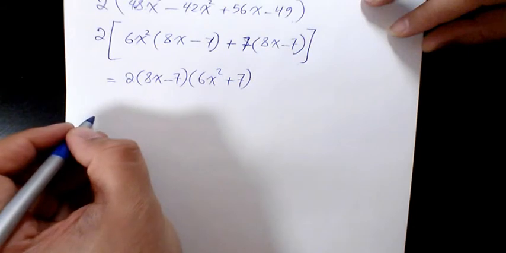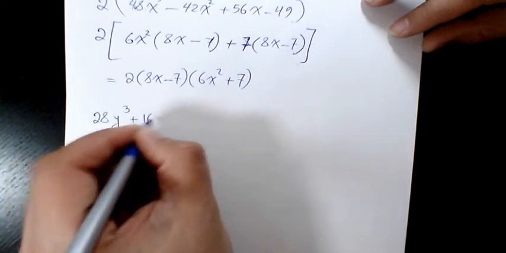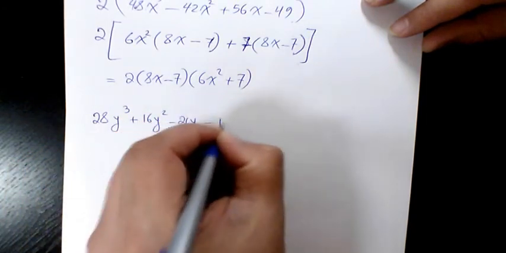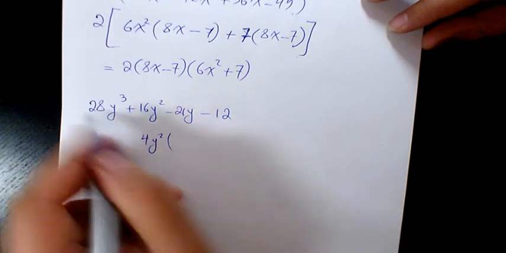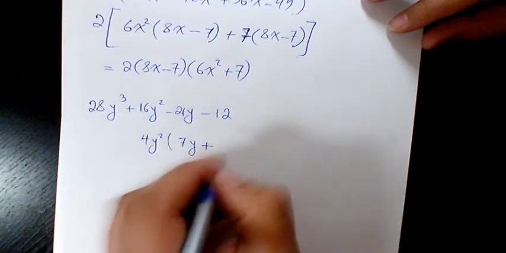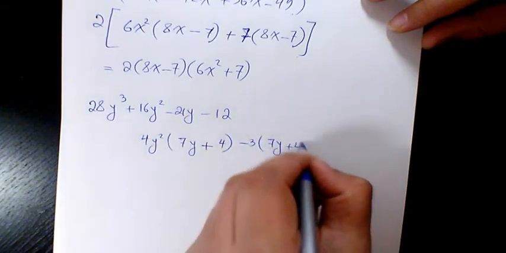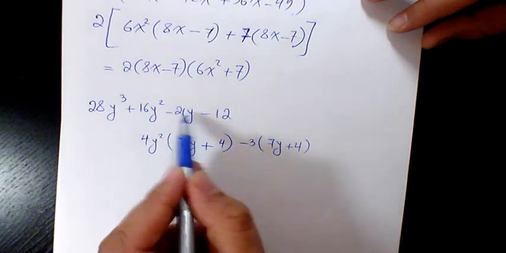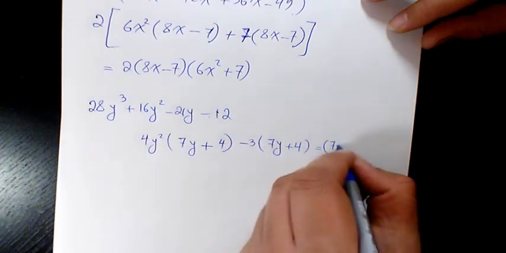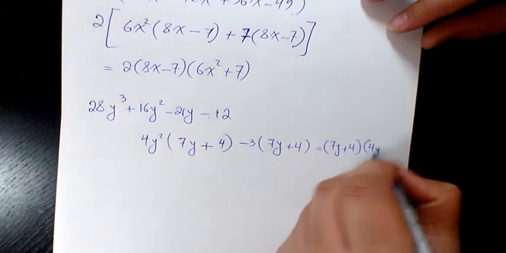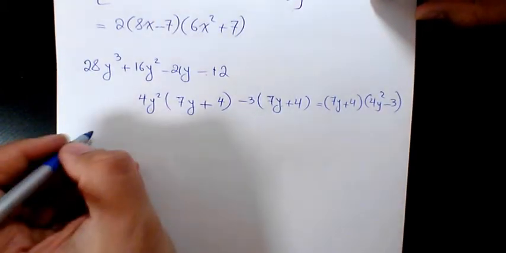Next one is 28y cubed plus 16y squared minus 21y minus 12. You factor 4y squared from the first two terms. It's going to make it 7y plus 4. Here you factor negative 3. It's going to make it 7y plus 4, because negative 21y divided by negative 3 is going to be 7y. Negative 12 divided by negative 3 is going to be 4. Then you factor 7y plus 4. It's going to make it as 4y squared minus 3.